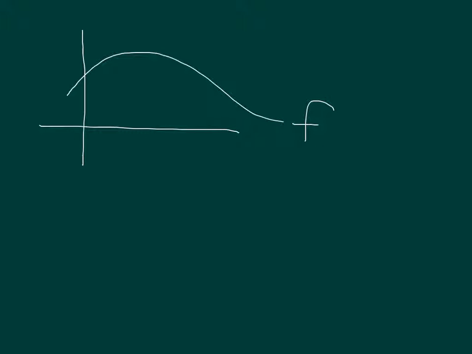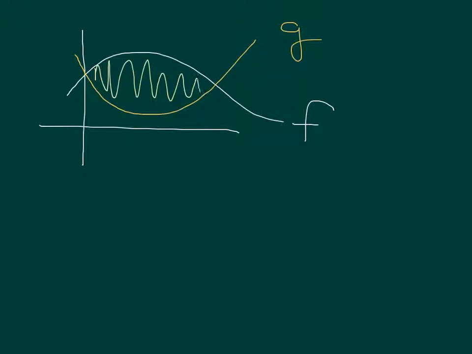We've already in the past found the area between a function and the x-axis between two boundaries. But sometimes we have more than one function involved. For instance, say that is function f, and this is function g, and I want to find this area between those two functions.